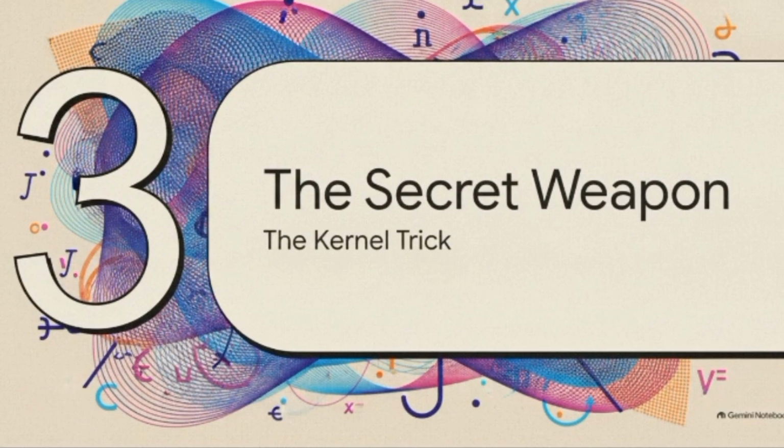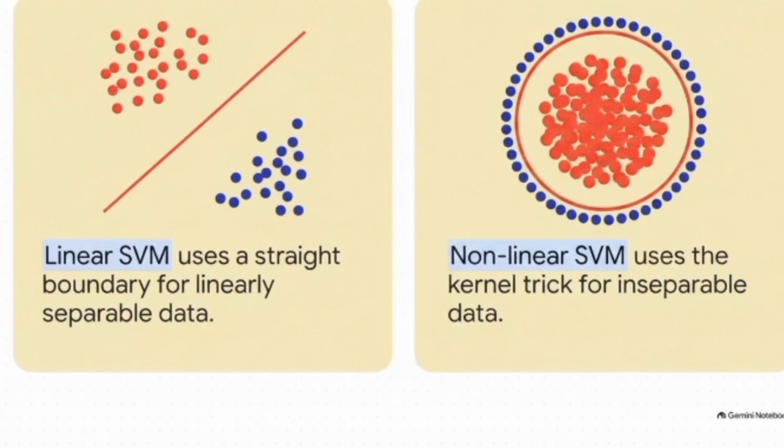Section 3, the secret weapon, the kernel trick. Now, it is super easy to draw a straight line when the red and blue dots are neatly clustered on opposite sides of a graph. But what if the data is just a total mess? Like, what if the red dots form a tight little circle completely surrounded by a ring of blue dots? A straight line absolutely will not work there.